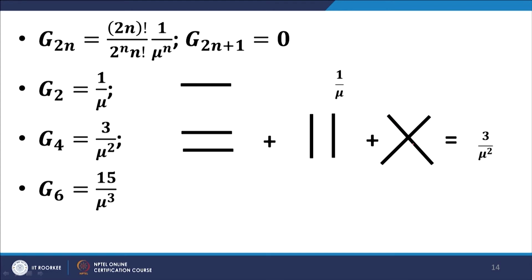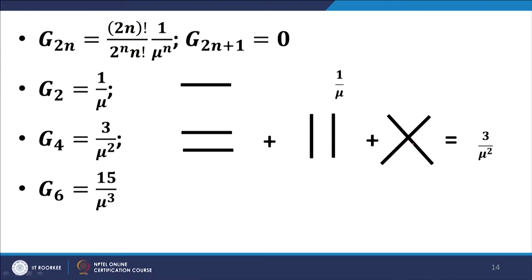They are placed independent of each other, but the point is there are 2 vertical lines here, and then we have this cross in this form here. Each line carries a weight of 1 upon mu. So, because we have 2 lines, we have a weight of 1 upon mu square attached to each diagram. Now, because there are 3 possible diagrams, we have a total weight of 3 upon mu square, which is the value of G 4.